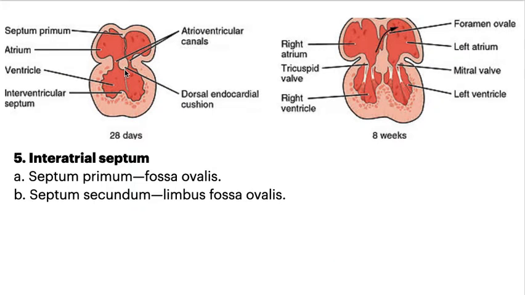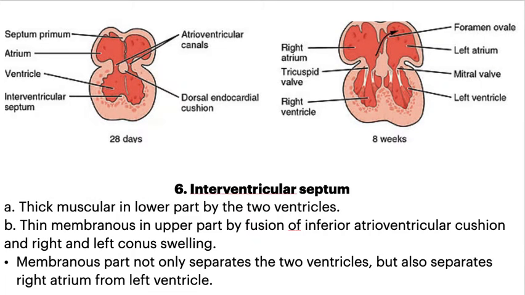Now the interatrial septum. The septum primum gives rise to the fossa ovalis, whereas the septum secundum gives the limbus fossa ovalis. Interventricular septum: the thick muscular lower part is formed by the two ventricles. The thin membranous part in the upper part is formed by the fusion of the inferior atrioventricular cushion and the right and left conus swellings. The membranous part not only separates the two ventricles but also separates the right atrium from the left ventricle.